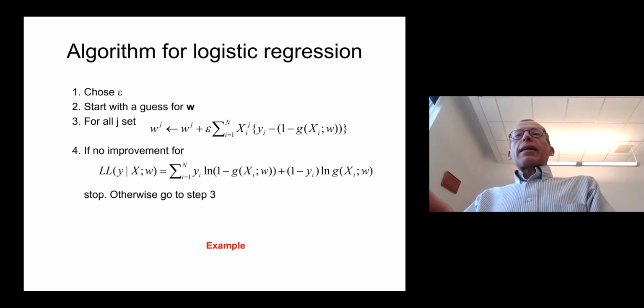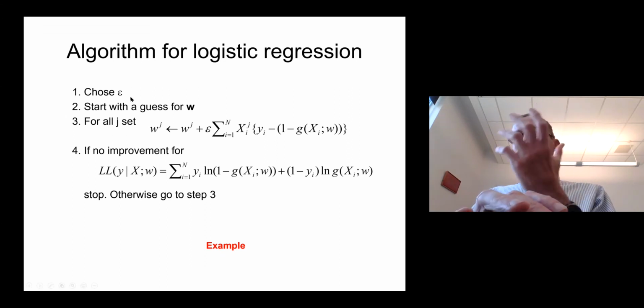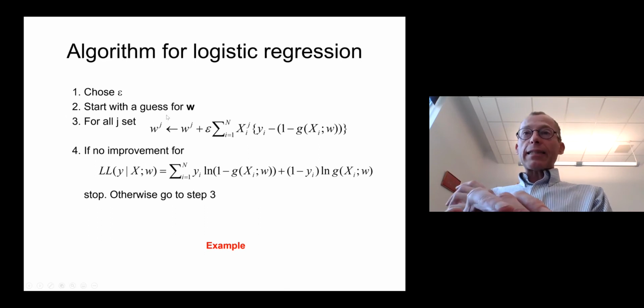So this is the basic idea of logistic regression with gradient ascent. We start with an epsilon, which is what we call the learning rate. We guess W, so we guess a value.